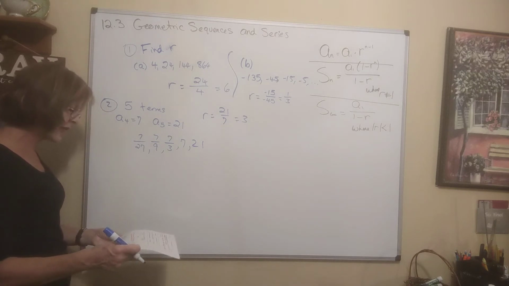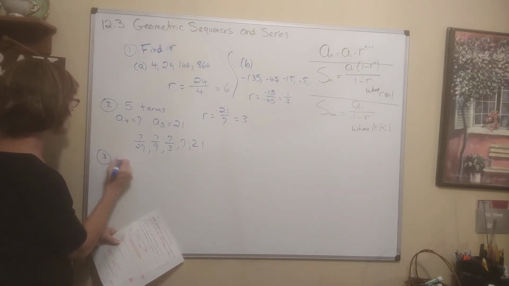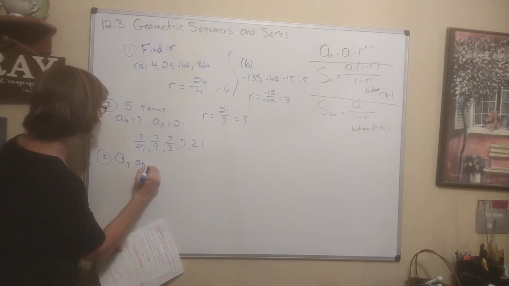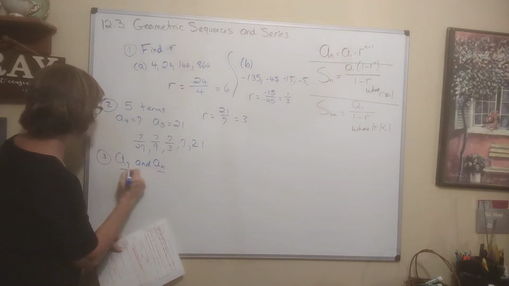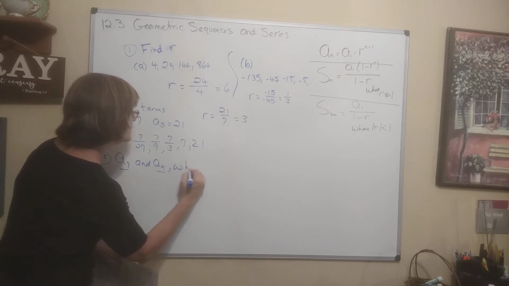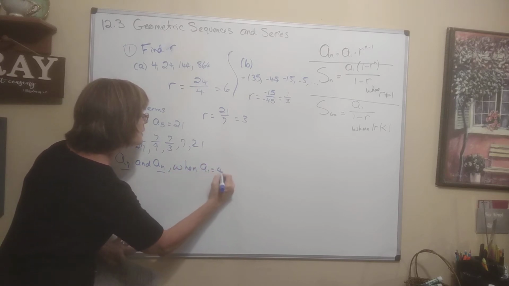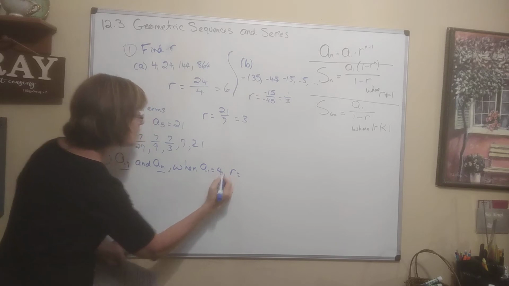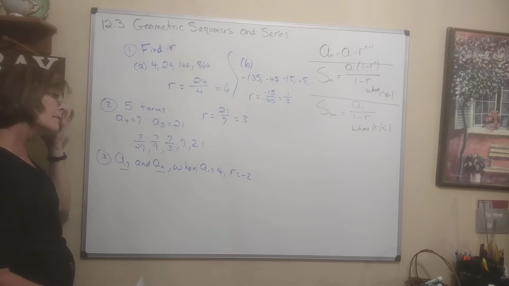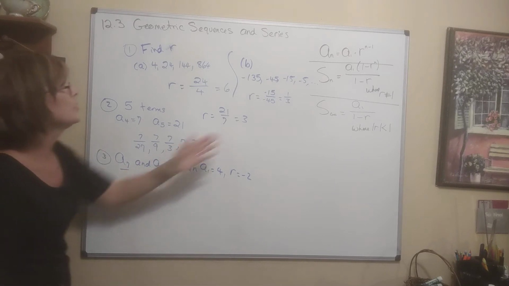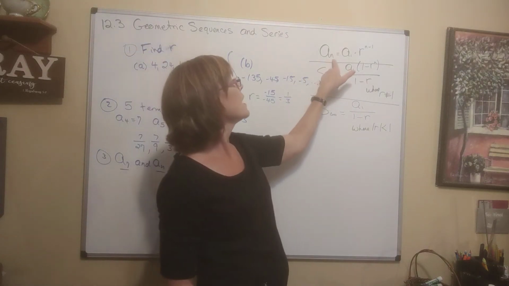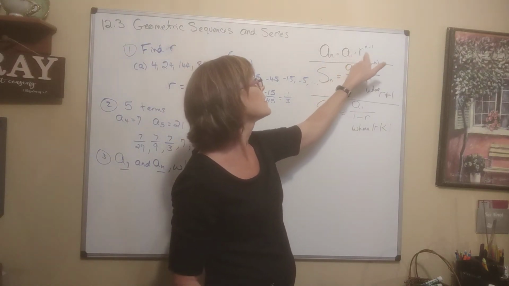It says find a sub 7, and also a sub n. These are the two things we have to find. When a sub 1 is 4, they gave us a sub 1, and they gave us r is -2. Well, to find a sub 7, I could use a formula. Let's use this one: a sub n is equal to a sub 1 times r to the n minus 1.